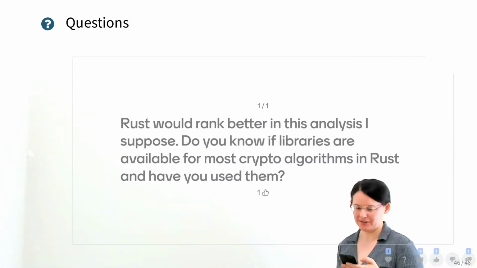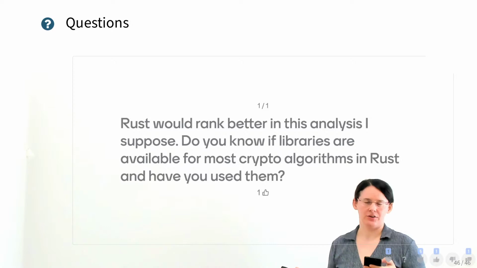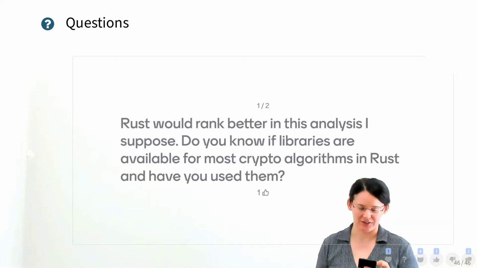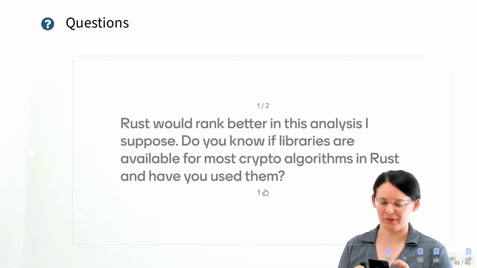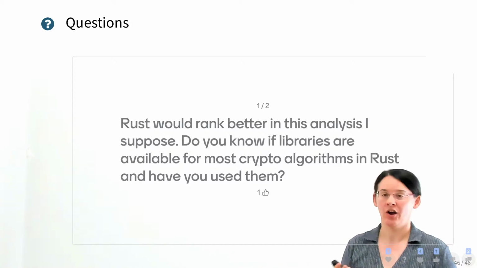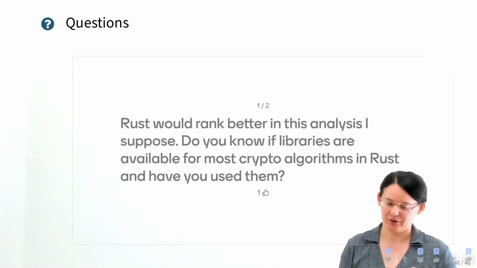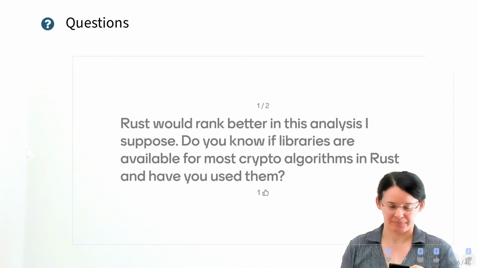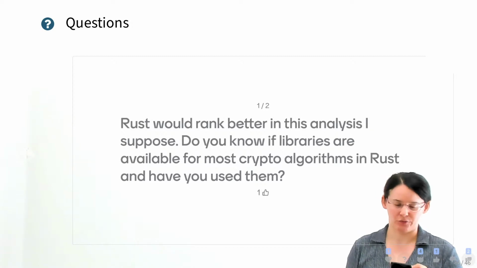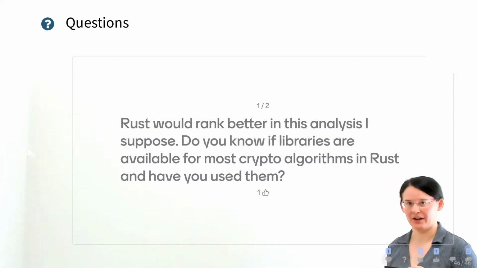So now let's have a look at the one question that has appeared in the meantime. So it's more of a comment about the secure programming languages, and they are assuming that Rust would probably rank better in this analysis, while it would certainly avoid certain kinds of mistakes that show up very often in other languages. There are a lot of libraries available for crypto algorithms in Rust, yes.